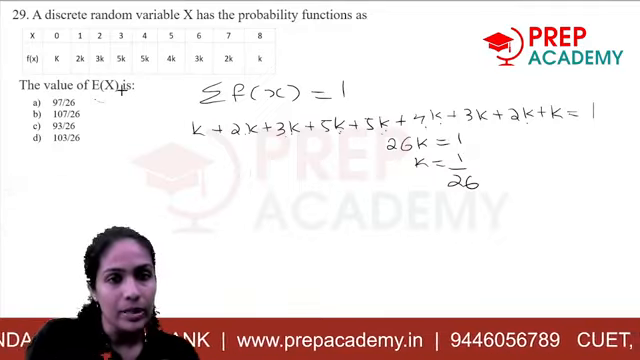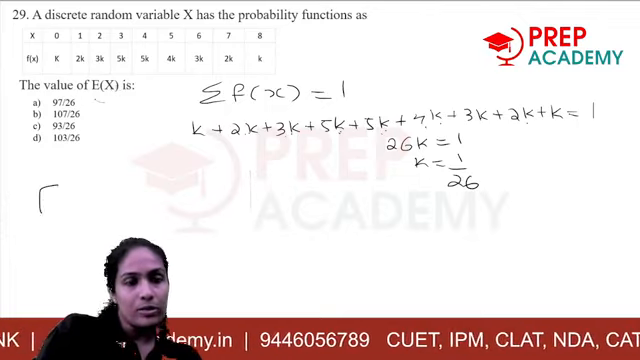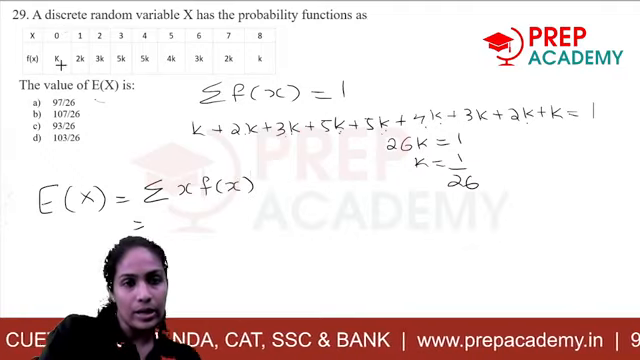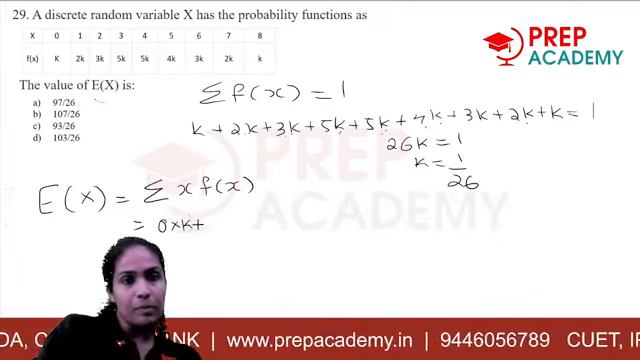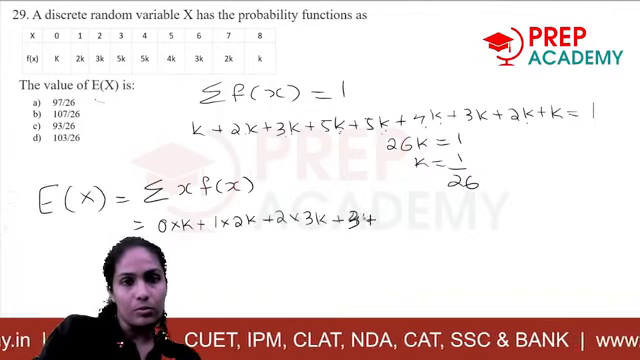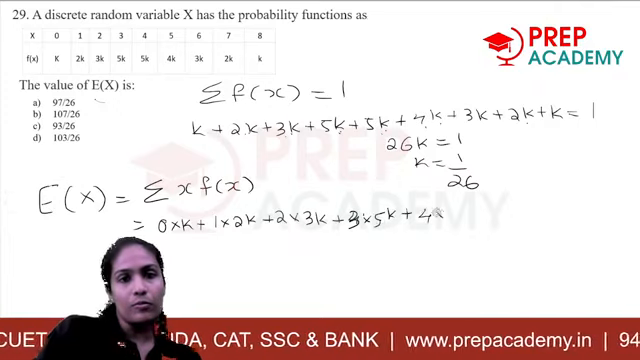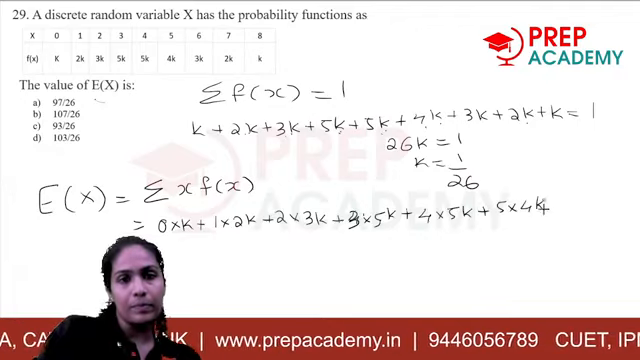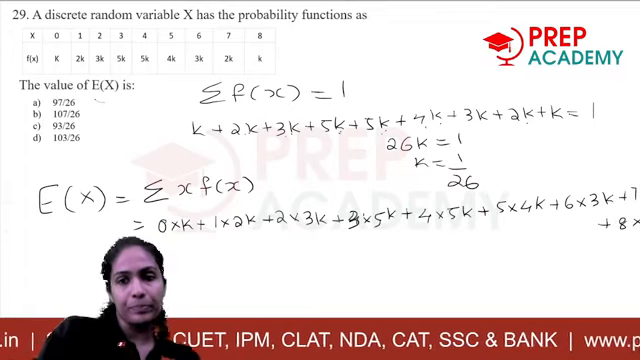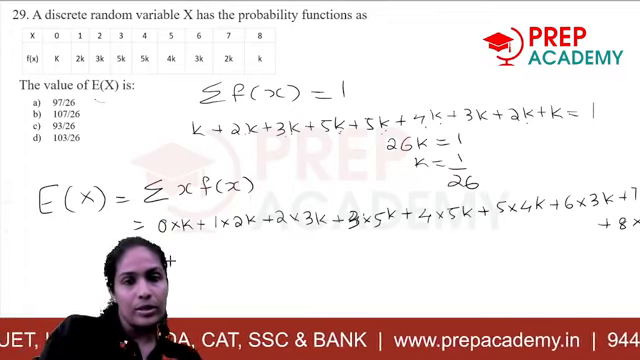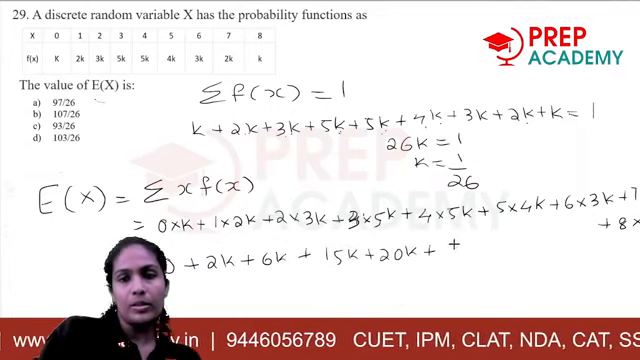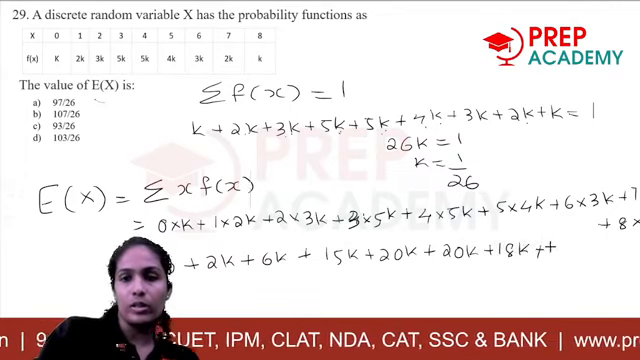Now the question is to find the expectation of x. So expectation of x is defined as sigma x into f of x. So multiply each x with the corresponding f of x, then take the sum. That is 0 into k plus 1 into 2k plus 2 into 3k plus 3 into 5k plus 4 into 5k plus 5 into 4k plus 6 into 3k plus 7 into 2k plus 8 into k. 0 into k is 0 plus 2k plus 6k plus 15k plus 20k plus 20k plus 18k plus 14k plus 8k.